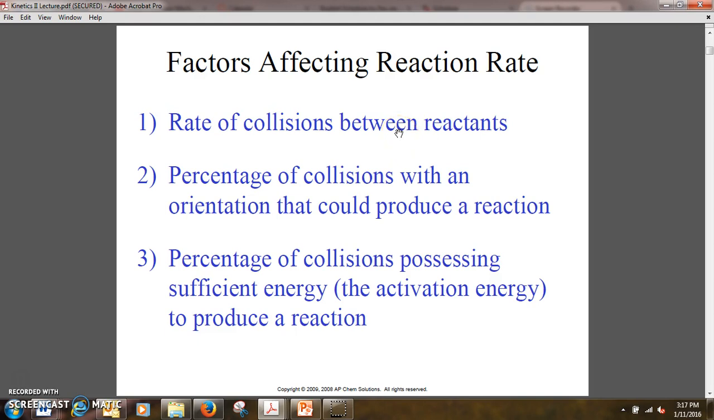How quickly are they colliding with one another? How frequently are they coming into contact with one another? Because obviously reactants have to come into contact with each other in order to change and produce a product.